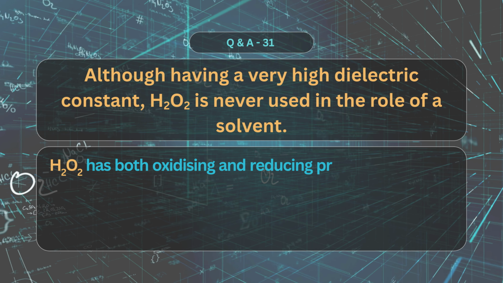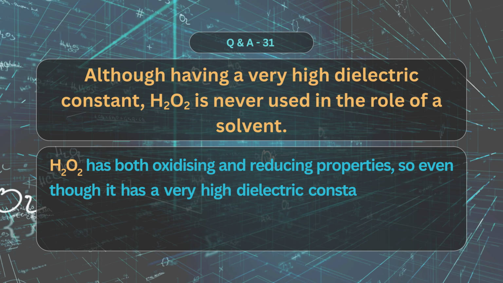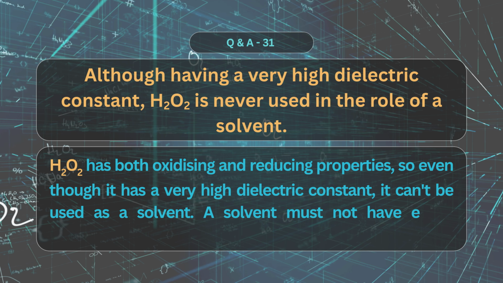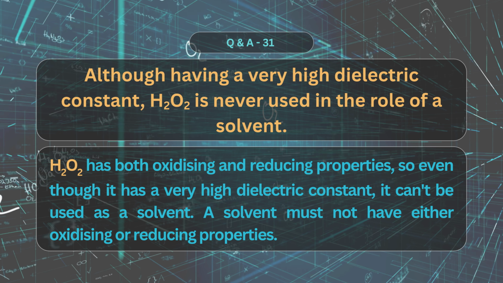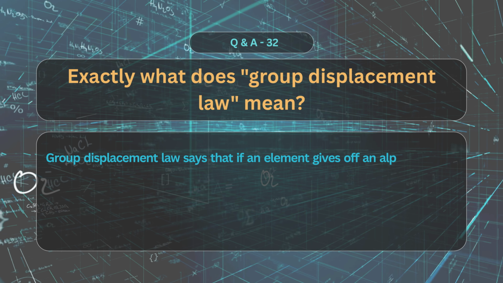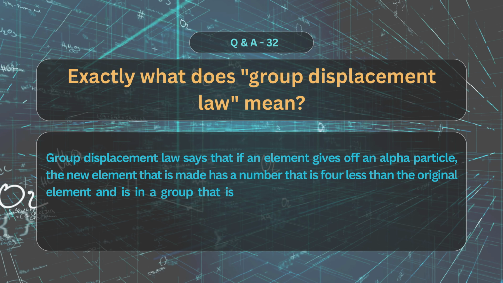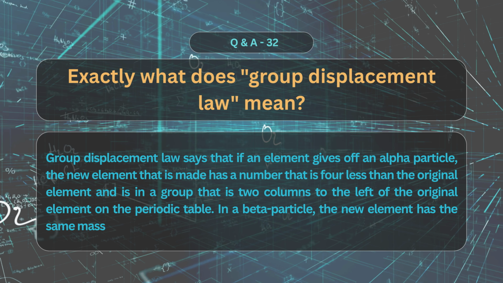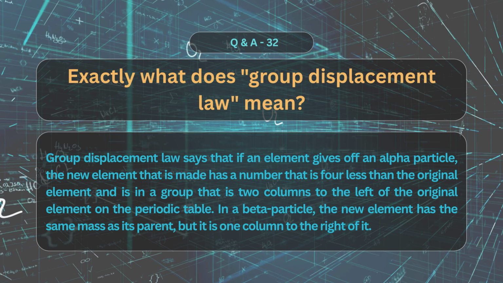Let's dive deeper into H2O2. If you forget why it fails as a solvent, the redox chemistry will trick you in AP chemistry and IIT JEE. Moving to nuclear chemistry, the group displacement law. It sounds complex, but it's highly predictable for A-levels and NEET.